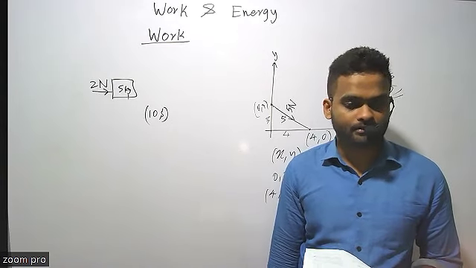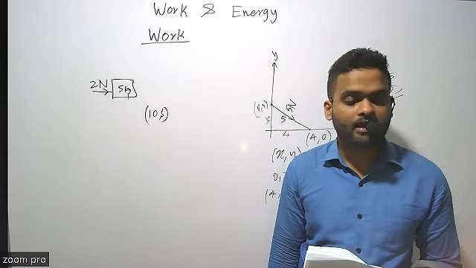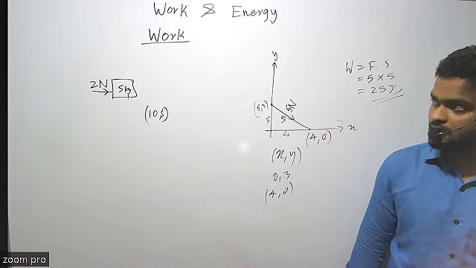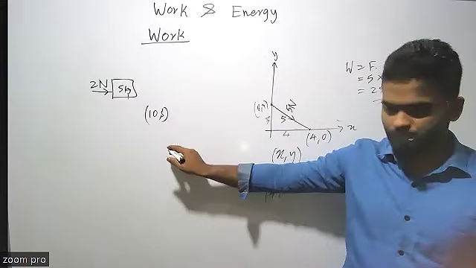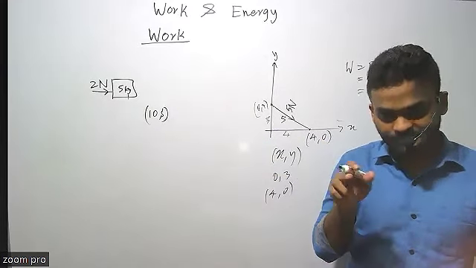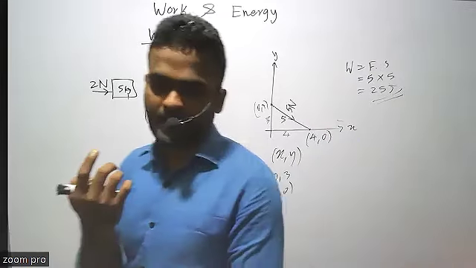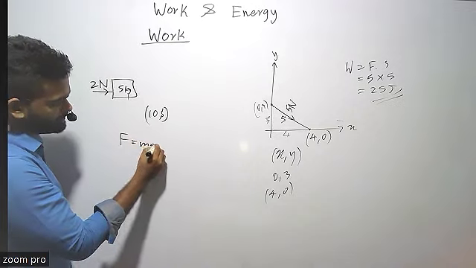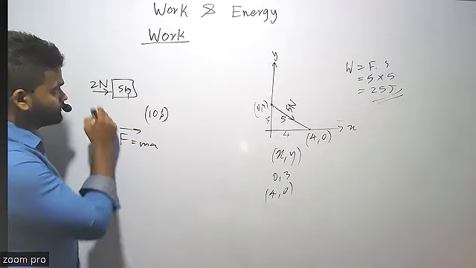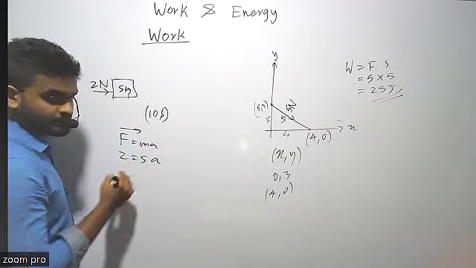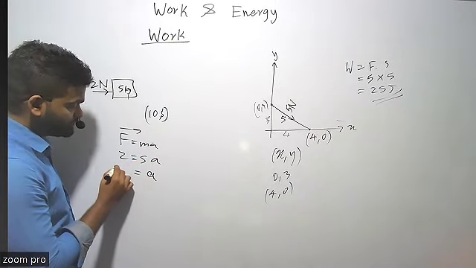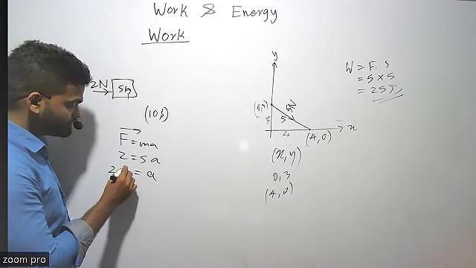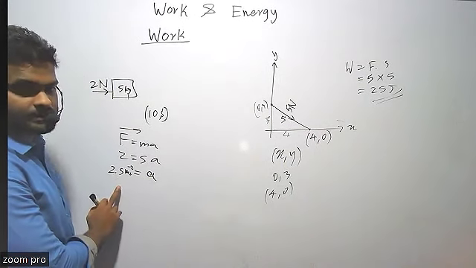Obviously, you are going to need motion equations and F equals ma. First, in order to find force, you need to know displacement. In order to find displacement, we need to know acceleration first. So to find acceleration, just apply F equals ma in this direction. The force is 2, mass is 5, so acceleration is 2 divided by 5, which is 2.5 meters per second squared. So that is the acceleration.